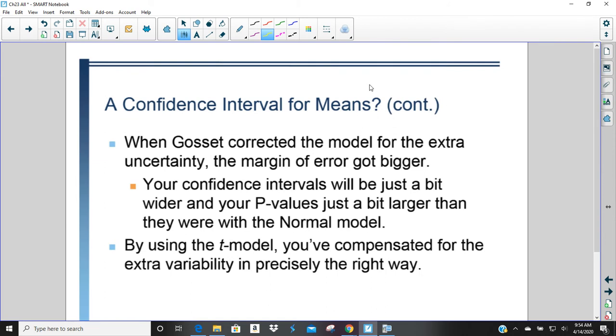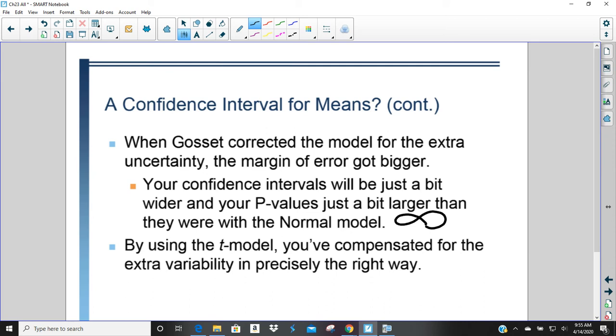So when Gossett corrected the model for the extra uncertainty, the margin of error actually got bigger. Your confidence interval will be just a bit wider, and your p-values will be just a bit larger than they were in the normal model. Just so you know, when our numbers start getting closer and closer to infinity, meaning large numbers in the sample, it's going to get closer and closer to a z-score. So the z-score and the t-score actually become the same with larger and larger samples. So obviously we don't have an infinity sample, but when it starts getting larger, 1,000, 10,000, they almost become one.